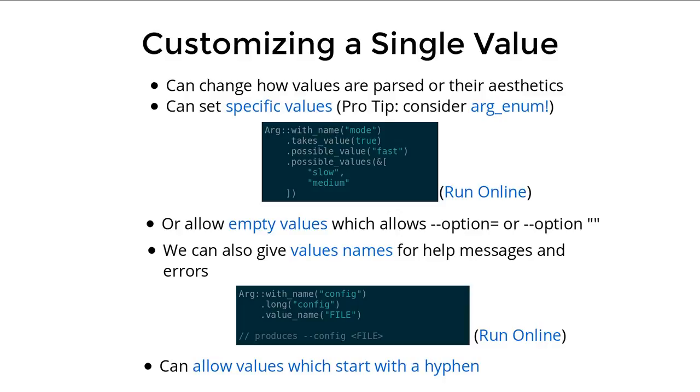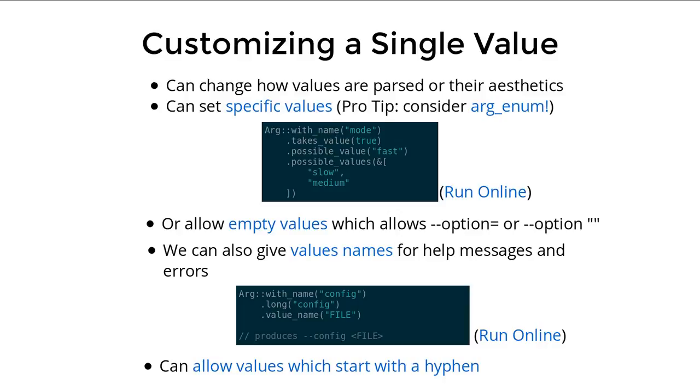You can also specify things like allowing values that accept hyphens. Where that would come into play is if you want to support something like negative numbers as a value. By default, the way that clap determines if you're looking for the next value or the next argument, it looks to see if it starts with a hyphen as a simple kind of heuristic. Sometimes that falls down, though.